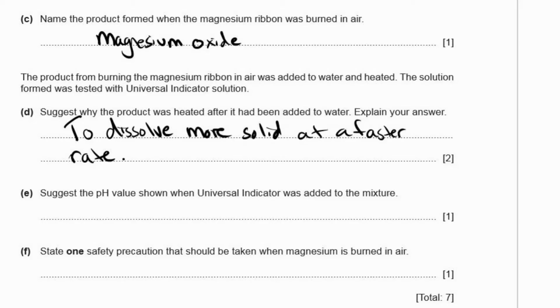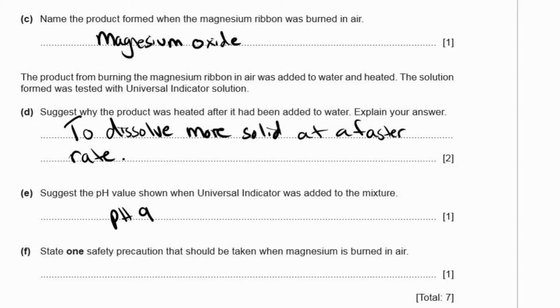E. Suggest the pH value shown when universal indicator was added to the mixture. Well, you should know that when magnesium oxide is added to water and heated, then it becomes alkaline. Okay, and you don't have to know exactly how alkaline. It has to basically be anywhere between 7 and 14. If you had any answer greater than 7 and less than 14, that would be okay. I'm going to say pH 9. You don't have to know exactly what it would be.